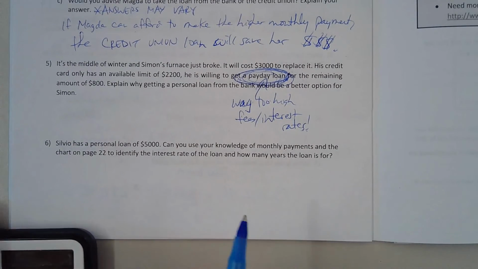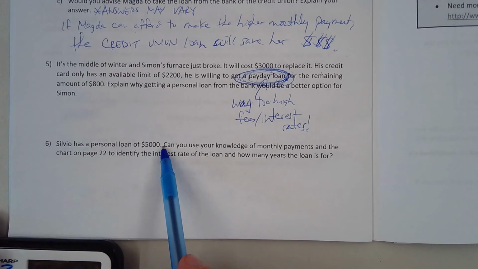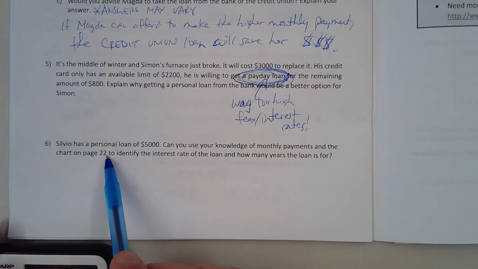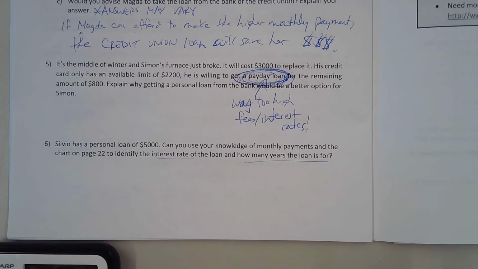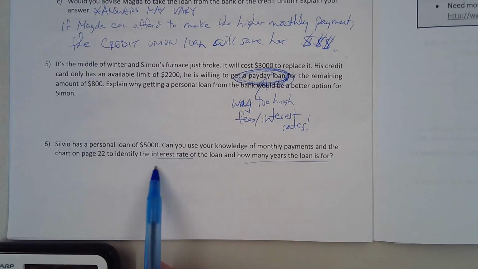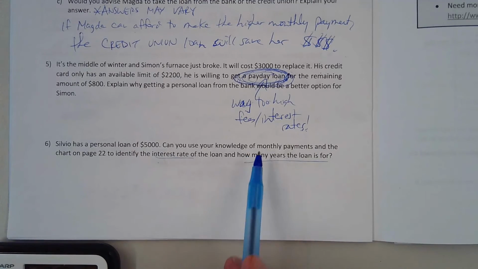Yeah. So question 6: Silvio has a personal loan of $5,000. Can you use your knowledge of monthly payments and the chart on page 22 to identify the interest rate and how many years it's for? Can you do that? No. I don't think so, right? You'd have to have some other piece of information, right? It's $5,000. The only way you're going to be able to go backwards to find the interest rate and the years is if you actually have the monthly payment.